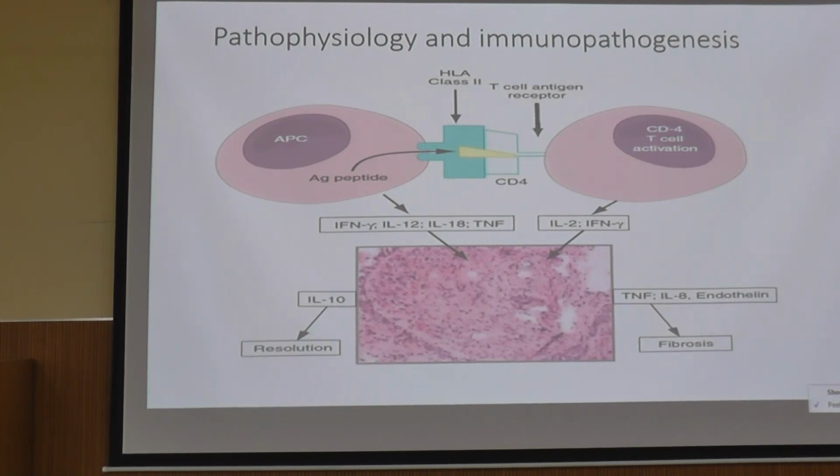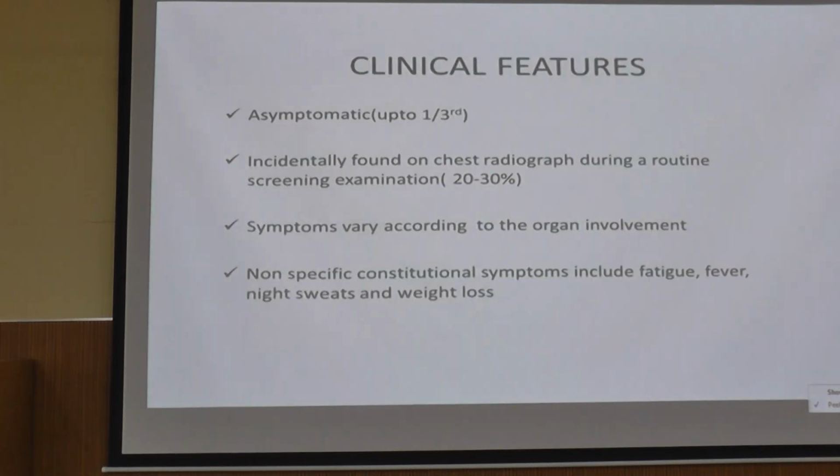At least remember that the CD4 helper T cells are the main components in pathogenesis. You need to know the other things too: cytokines, granuloma formation, and that it always results in either fibrosis or restoration. But the CD4 helper T cell is the main culprit.